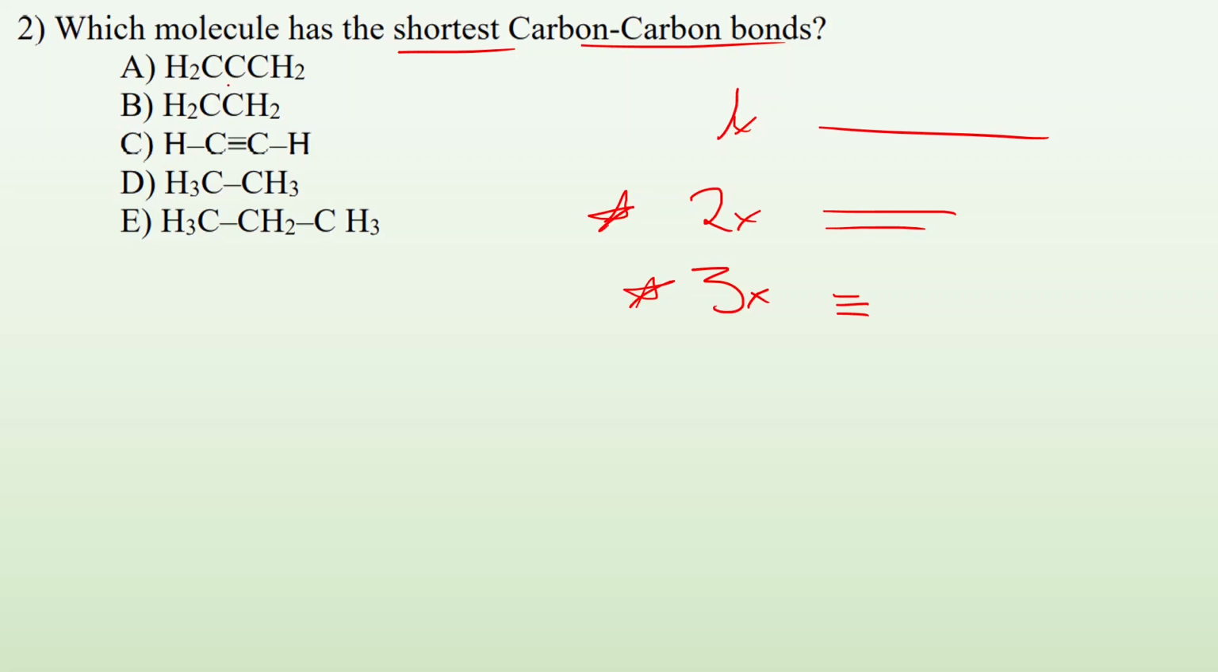And if we take a look at these options, the only one that has a triple bond is C. Here we have double bonds between those two carbons. Here we have a double bond between those two carbons, single bond right here, single bonds. So it's choice C is the shortest carbon-carbon bonds because there's a triple bond there.